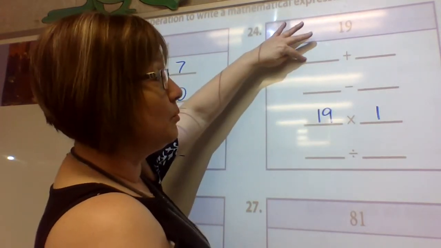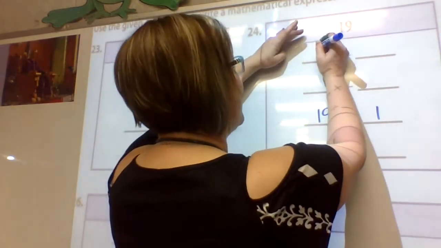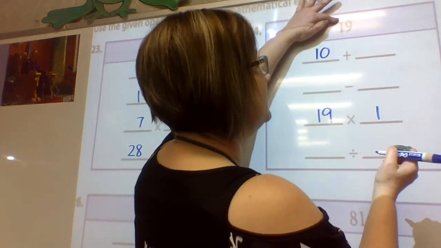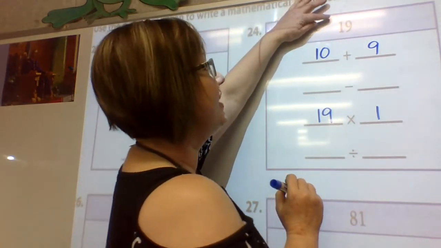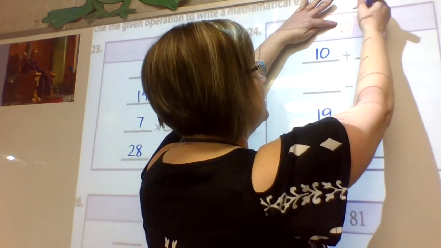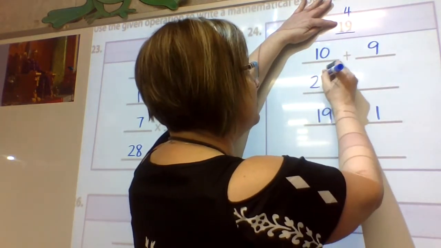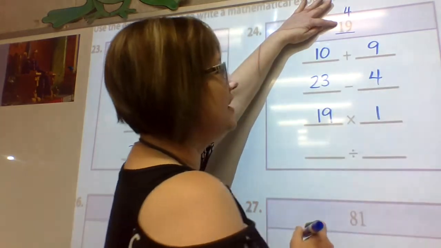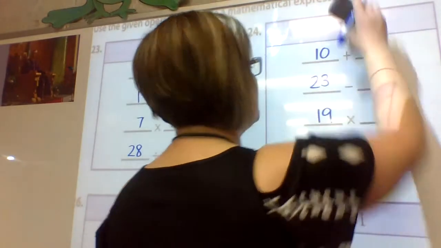Okay, so what plus what would equal 19? Whatever number you want. I like to keep it simple. 10. This one number is 10 and this number is 9. So 10 plus 9 is 19. Okay. If you throw a few extra numbers on here, I'm going to add 4 to it. That would be 23. So 23 minus 4 equals 19. Okay. You can do whatever one you want.